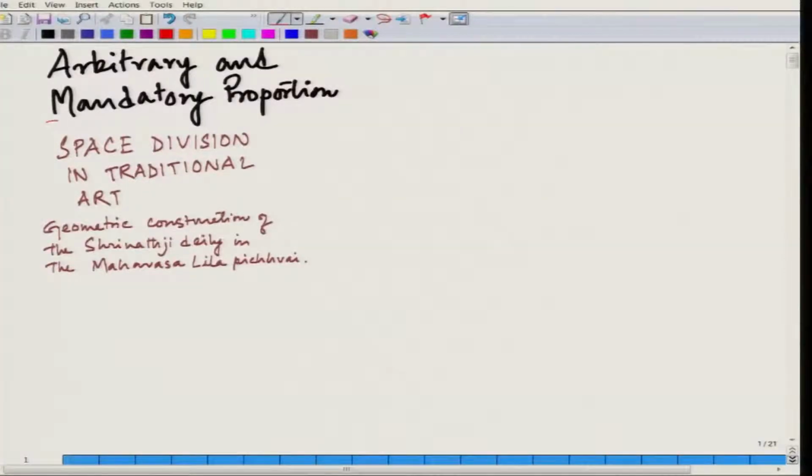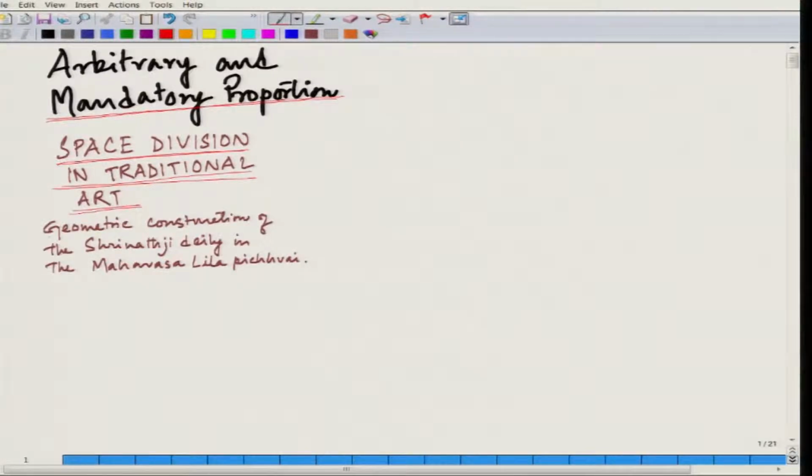So, it totally depends on how we aim to express, and the expression then follows the pattern that is either arbitrary or mandatory. But the mandatory rules are limited now in today's culture. Let us realize the mandatory proportion as a norm for traditional paintings. Now, let us see the norms of space division in a traditional art.